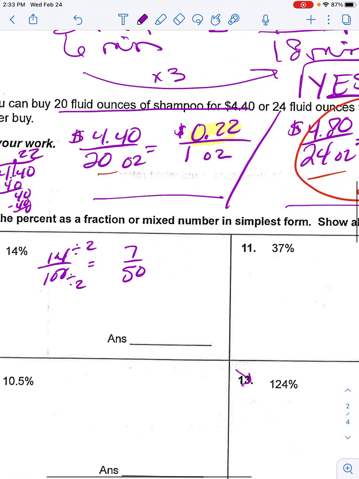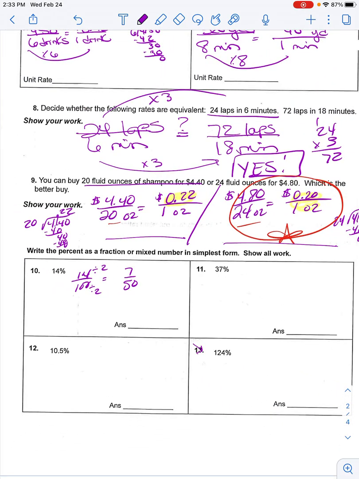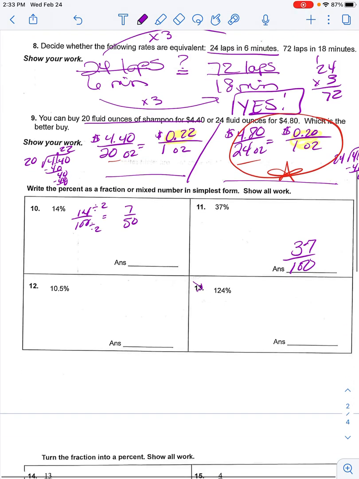7/50. 37% as a fraction is 37 out of 100. 37, guys, is prime. Nothing can go into both 37 and 100 evenly. We're done. We're in simplest form.